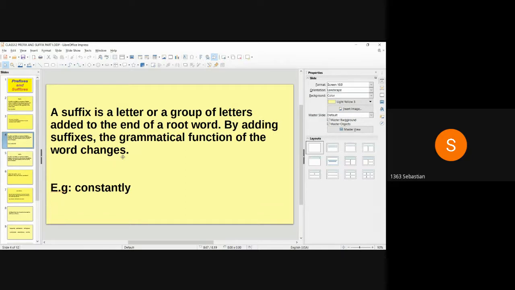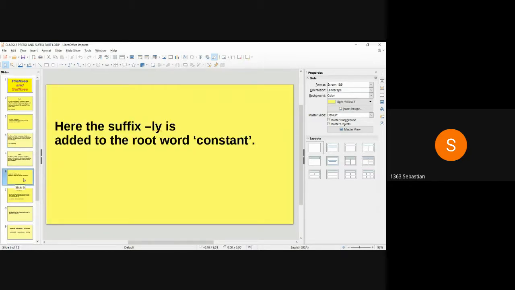So constantly, constant is the root word. We have added to the root word constant ly. Ly is the suffix. So the grammatical function changes when we add suffix ly. The grammatical function of the word constant changes. Constantly is adverb. The suffix ly is added to the root word constant.